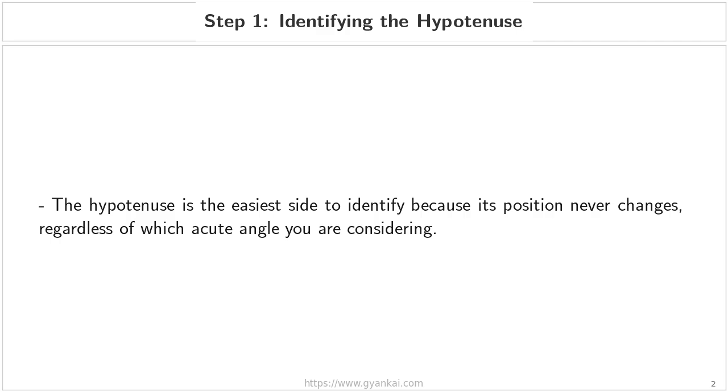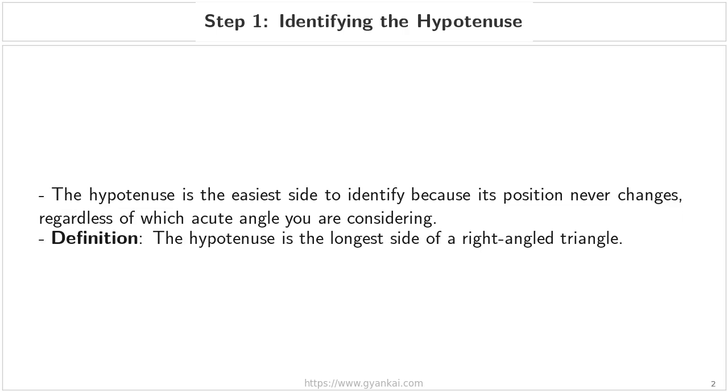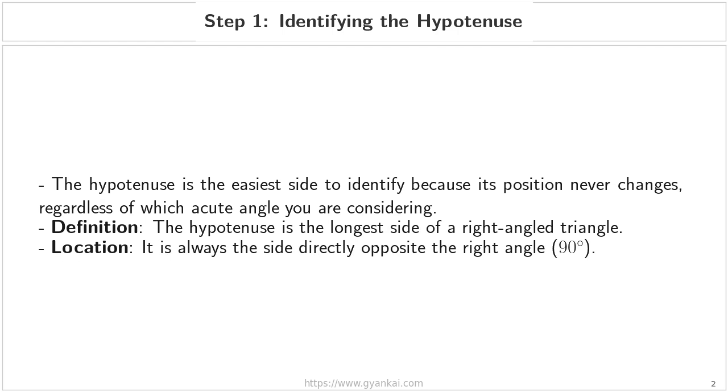Step 1. Identifying the hypotenuse. The good news is that the hypotenuse is actually the easiest side to identify. Unlike the other sides we will discuss later, its position never changes, regardless of which acute angle you are considering. To identify it, you just need to remember two things. First, by definition, the hypotenuse is always the longest side of a right-angled triangle. Second, you can always find its location by looking directly across from the right angle, which is the 90-degree angle.